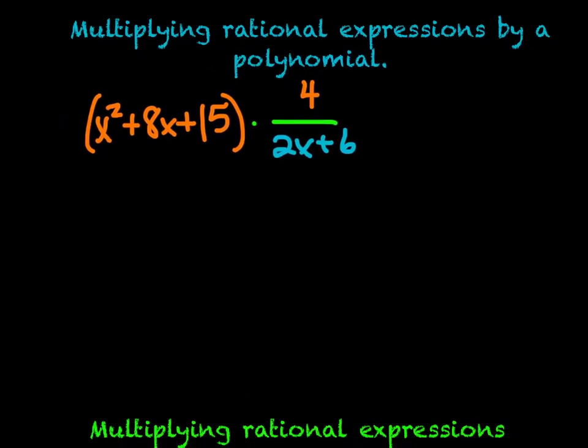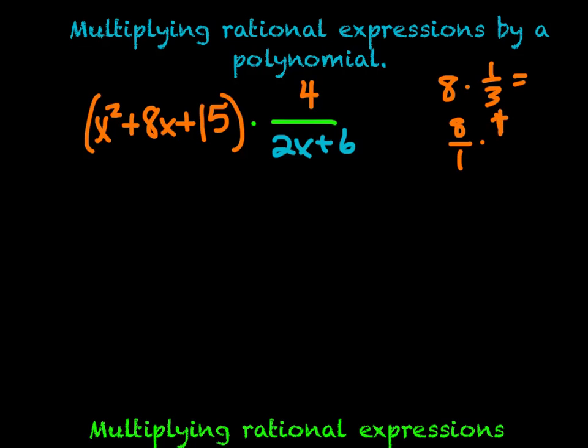We need to be able to multiply rational expressions by a polynomial. We have x squared plus 8x plus 15 times 4 over 2x plus 6. So first things first, we need to think about this as being like a whole number times a fraction. 8 times 1/3. We can rewrite this as saying 8 over 1 and turn it into a fraction times 1/3. And if we do that, then we can do our multiplication straight across and we get 8/3.